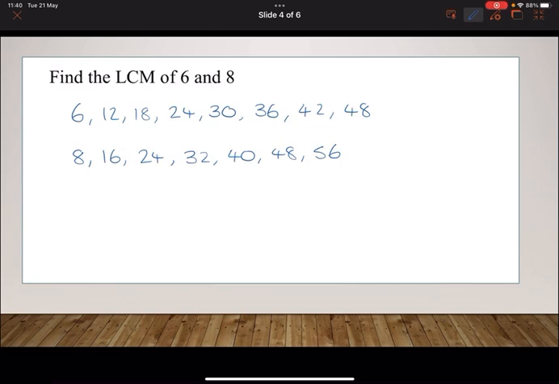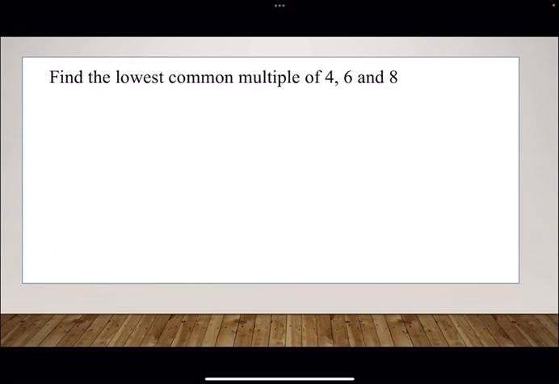So now I'm going to compare these two lists, and I'm looking for a number that is in both of them. Now you can see that 24 is in both of them, and so is 48. Now, like I mentioned earlier, what we're looking for is the smallest common multiple. So we are going to take the 24, as this is the number that is in both lists, and it's the smallest one. Well done if you got that right.